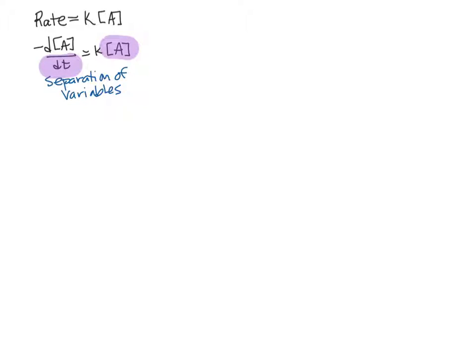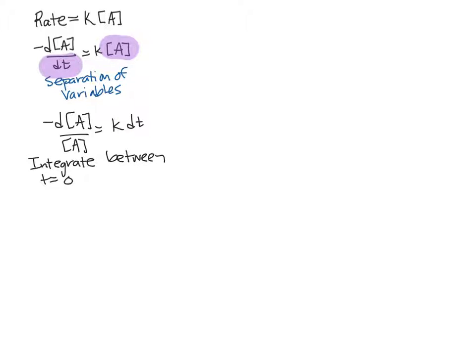So what I'm going to do is divide my concentration over to the other side, and multiply my dt over to the right side. Now I'm ready to integrate. I'm going to integrate between time equals 0 and time equals t to keep it general.